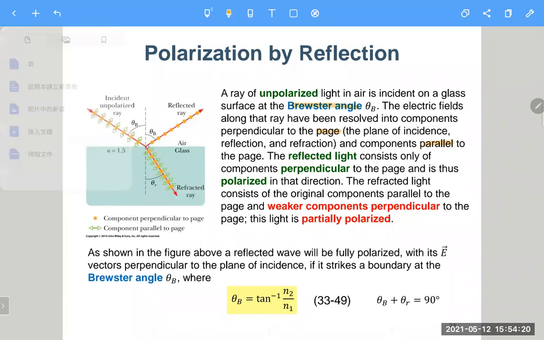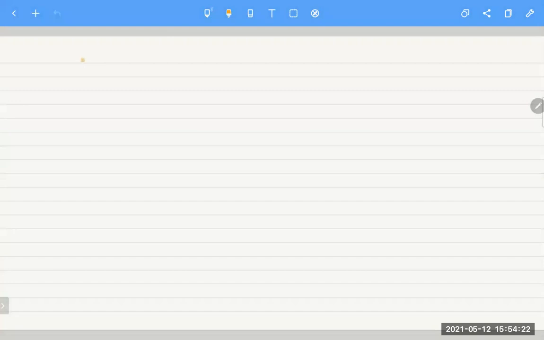You can see here that we have N1 sine theta 1, which is theta B, equals N2 sine theta R.